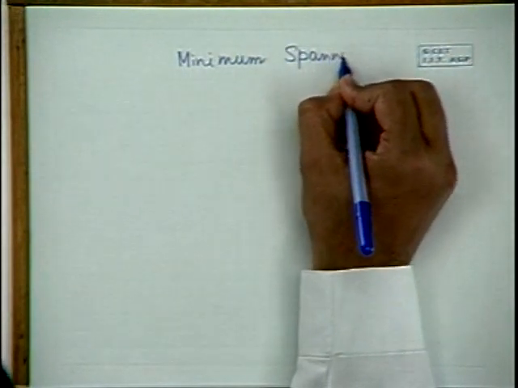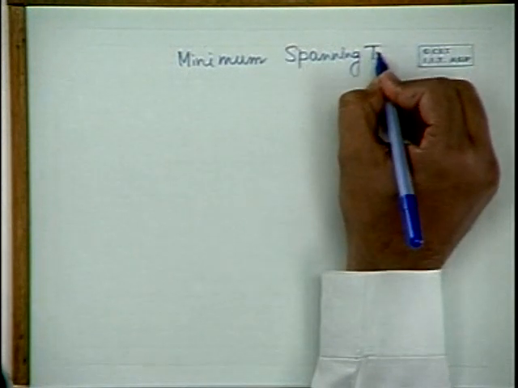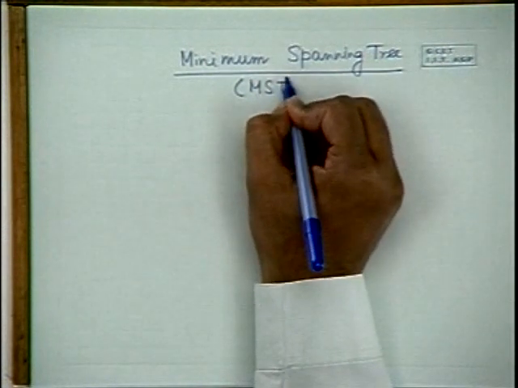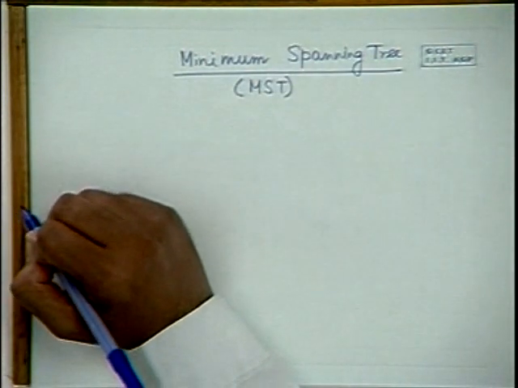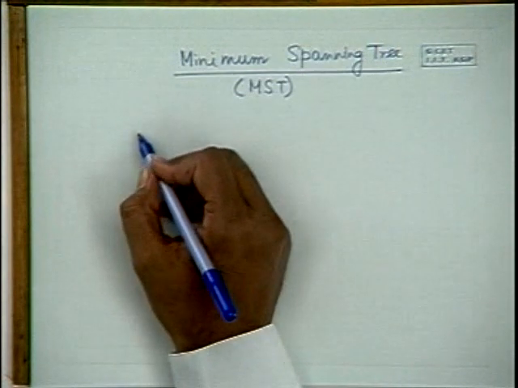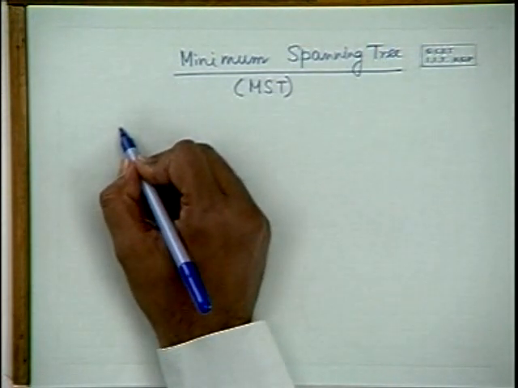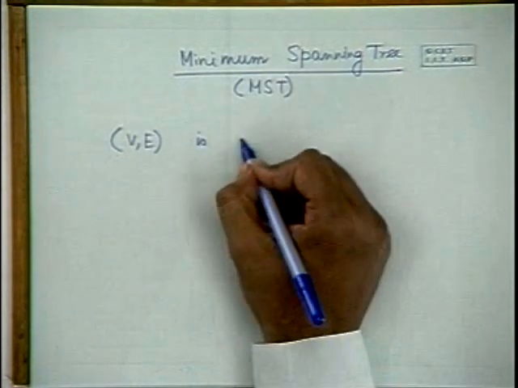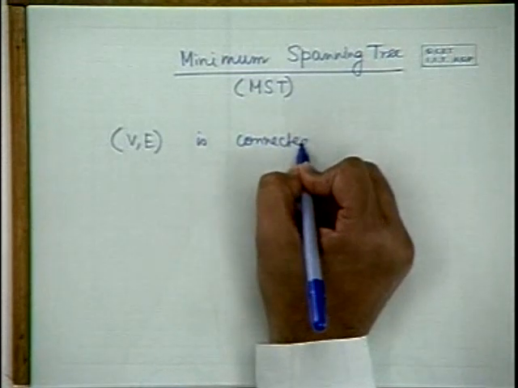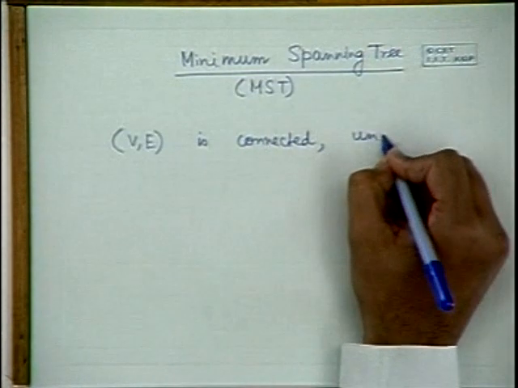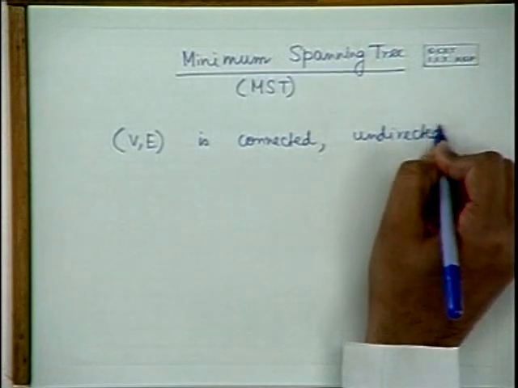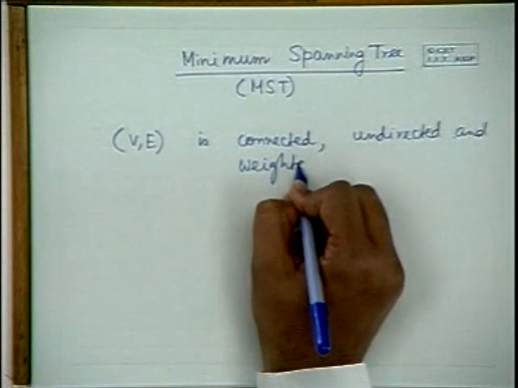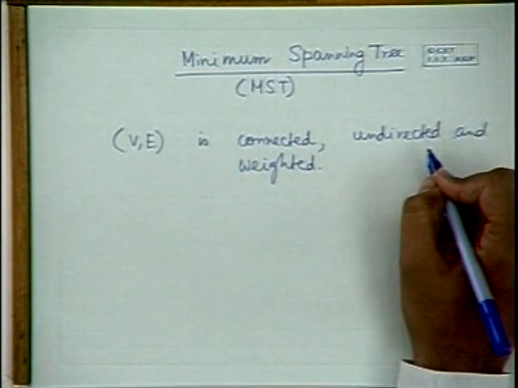Minimum spanning tree, or in short it is also called MST. What we are assuming is this: the graph (V, E) is connected, this is our assumption, and undirected and weighted. That means each edge has a weight associated with it.